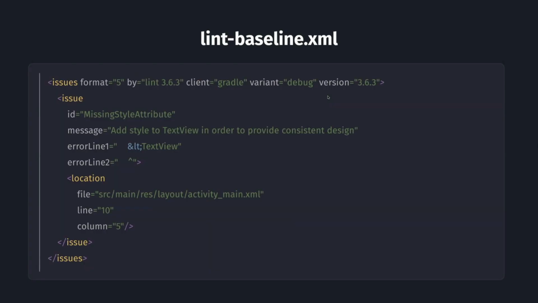Now, if you open up the Lint baseline file, you can see that it's pretty close to how we had initially declared an issue: we have an issue ID, the message, the error line where exactly the Lint issue occurs. So it creates a small snapshot to tell you where exactly in your file the error occurred, and it says that it's at the starting of the text view. And there's this location tag that specifies the file name, the line number, and the column number.